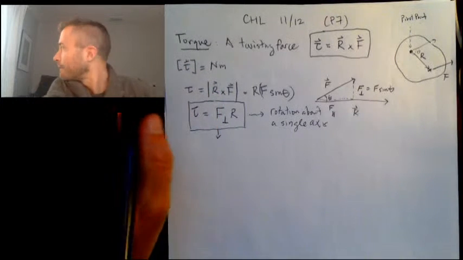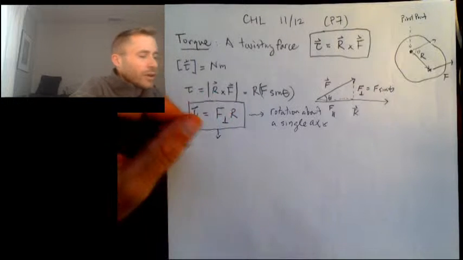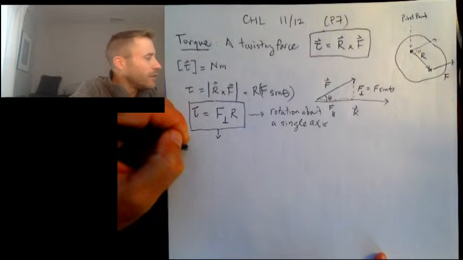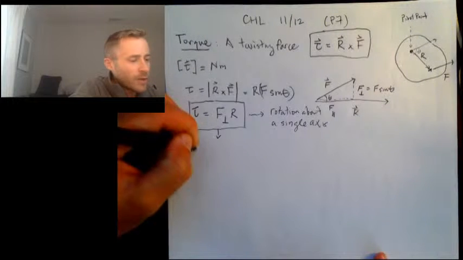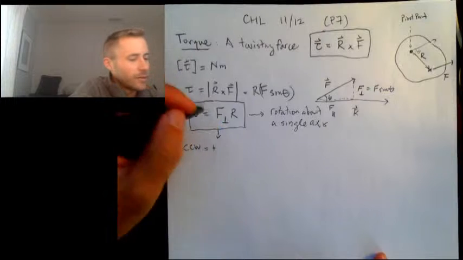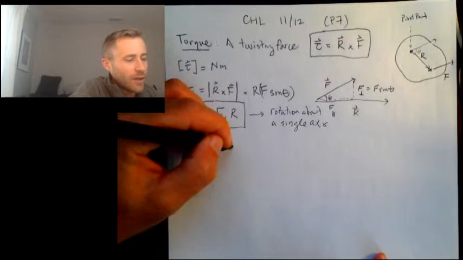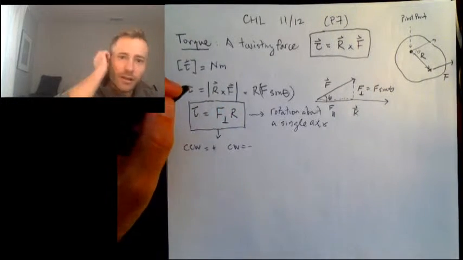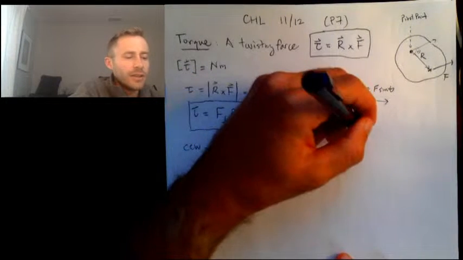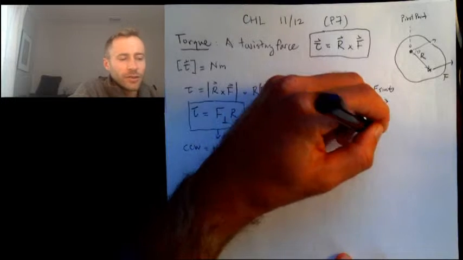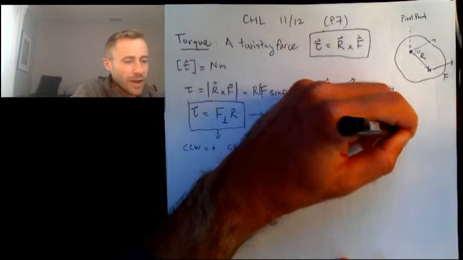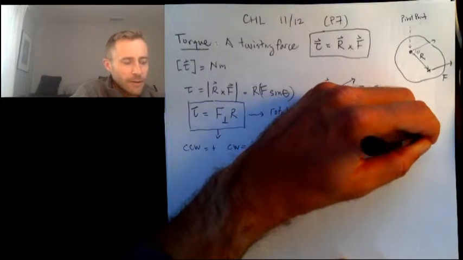If the force is going to tend to rotate the thing in the counterclockwise sense, that is considered a positive torque. And if it would tend to rotate in the clockwise sense, that is considered a negative torque. Okay? And the net torque is just going to be the sum of the individual torques that are acting on the object. Okay?